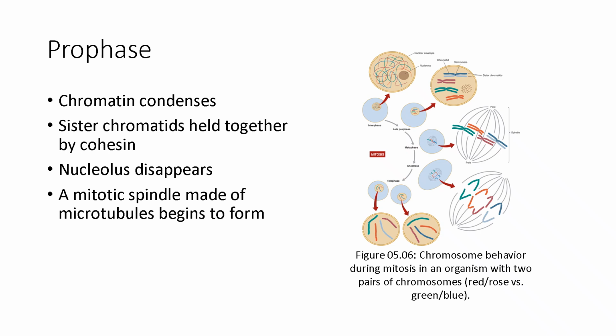During prophase, chromatin condenses into visible chromosomes, and sister chromatids are held together by the cohesin complex. The nucleolus disappears, and the mitotic spindle, composed of microtubules, begins to form. This structural setup is crucial for accurate chromosome movement in later stages of mitosis.